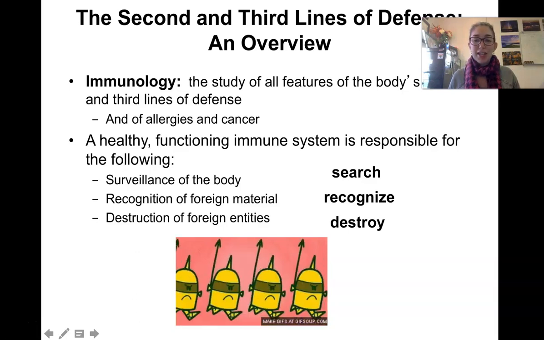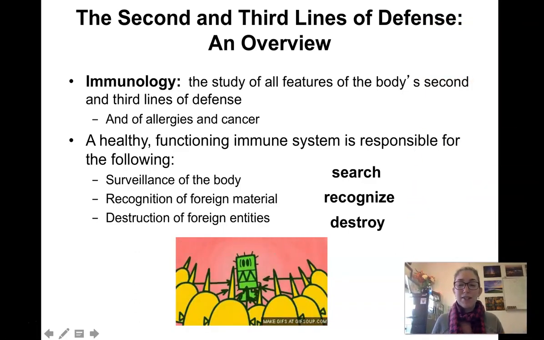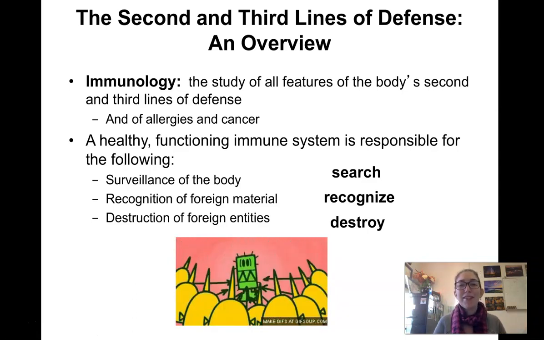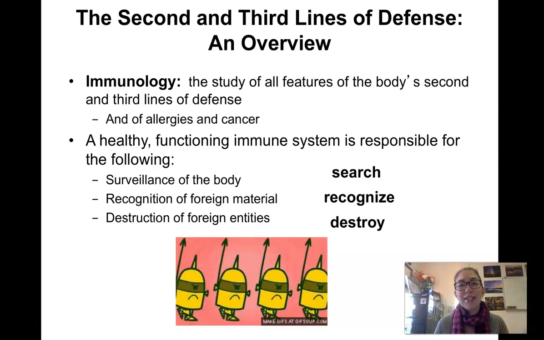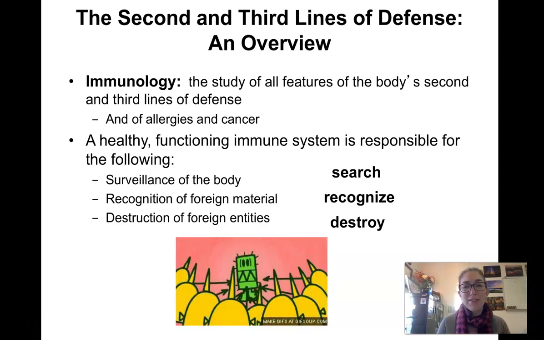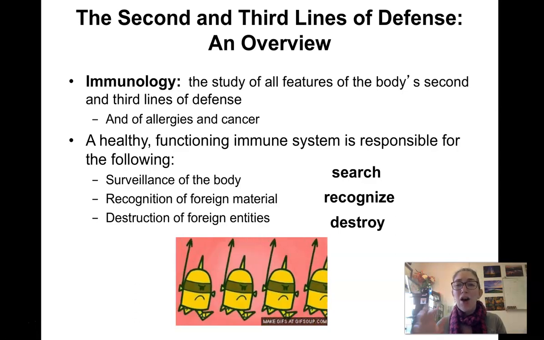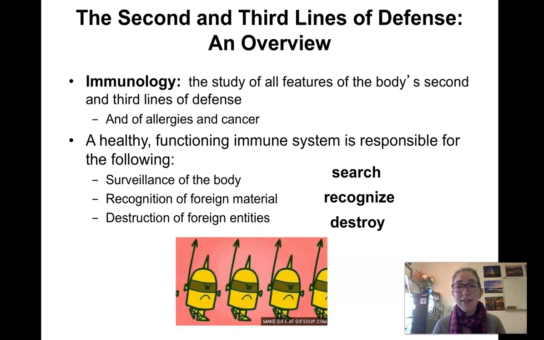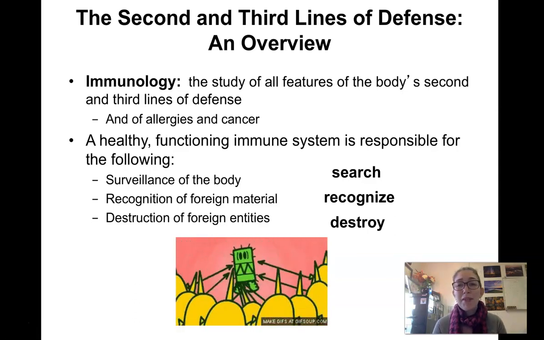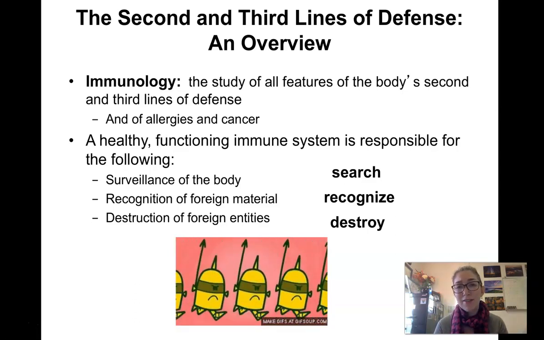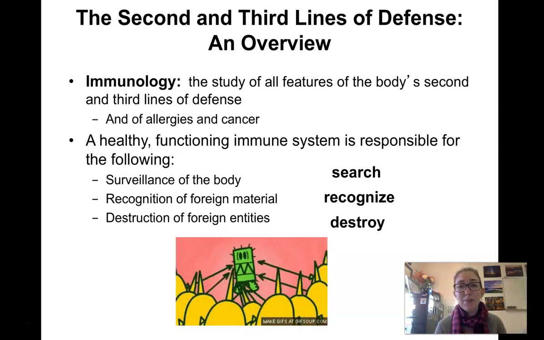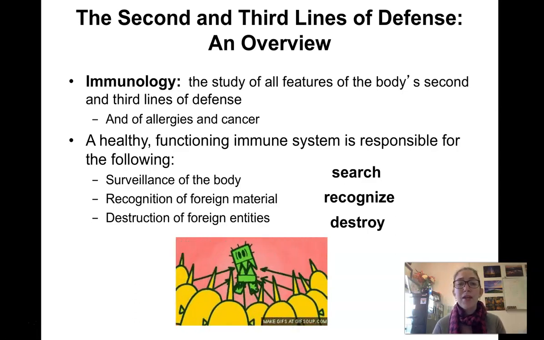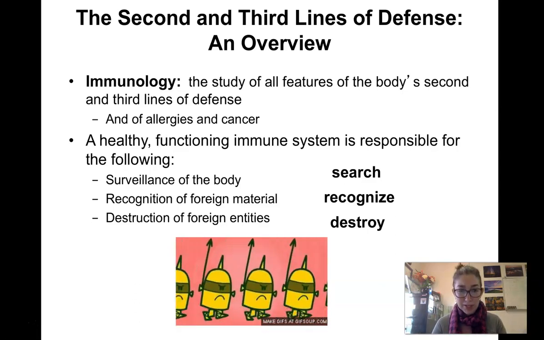The second and third lines of defense are much more intense. So immunology is really the study of all of the second and third lines of defense, the innate immune system and the adaptive immune system. Also, part of immunology is the study of allergies and cancer. Cancer is actually something that the immune system patrols and kills cancer cells. So the development of cancer as a disease pathology is really a failure of the immune system to recognize and destroy those cells. So we'll get into that a little bit more in chapter 14.